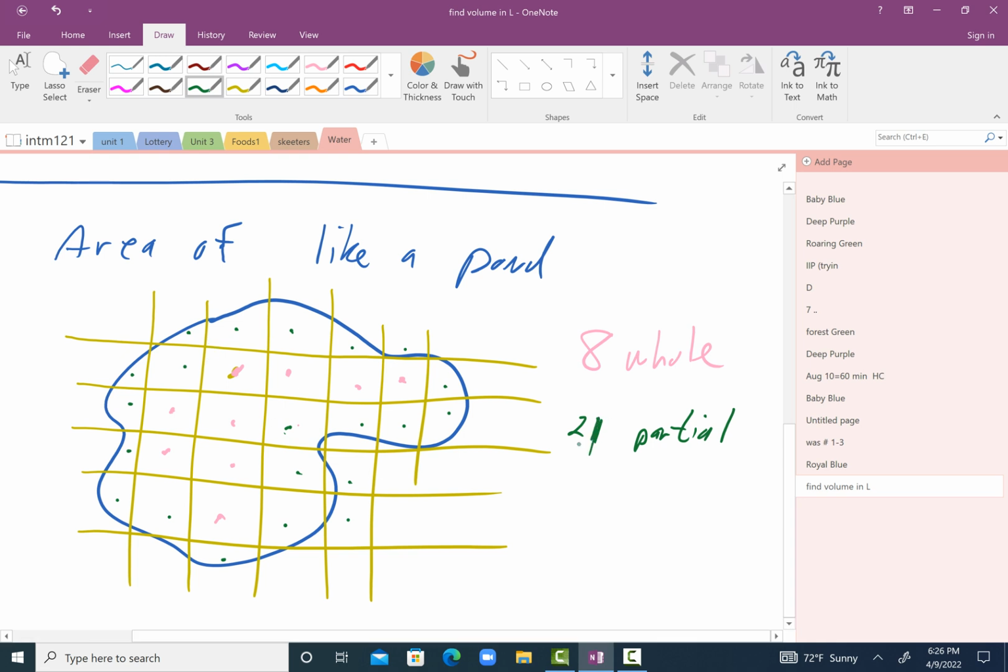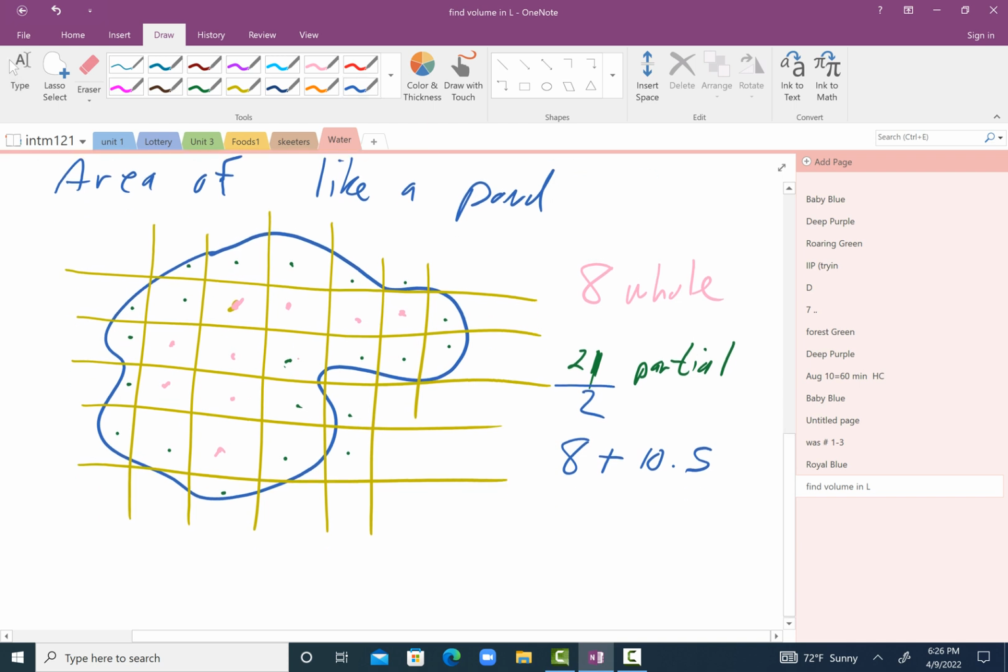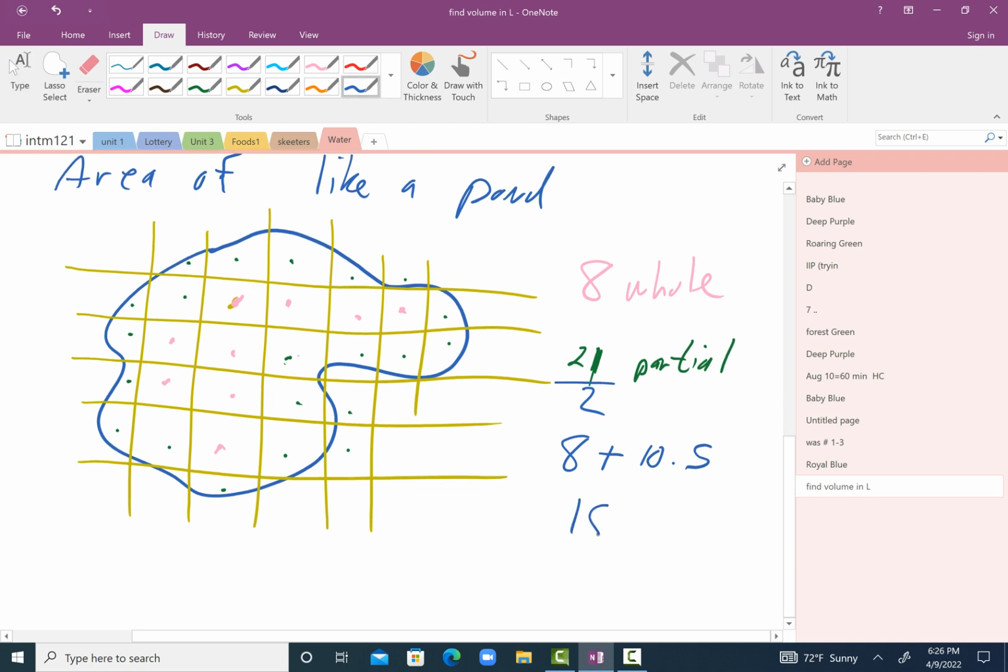Okay, so now what do we do? Well, to find the answer, remember we're going to take the 8 wholes, and we can take half of the partials. So we're going to have 8 wholes and 10.5 for the partials. That gives us 18.5 for the area. All right, for the area.